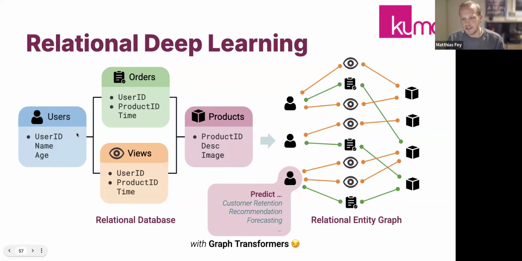And now the idea is that we can leverage graph machine learning and graph transformers in particular to make predictions for certain entities in our database. So you can select one of these users here, for example, and predict customer retention or give them recommendations for a specific article and so on.